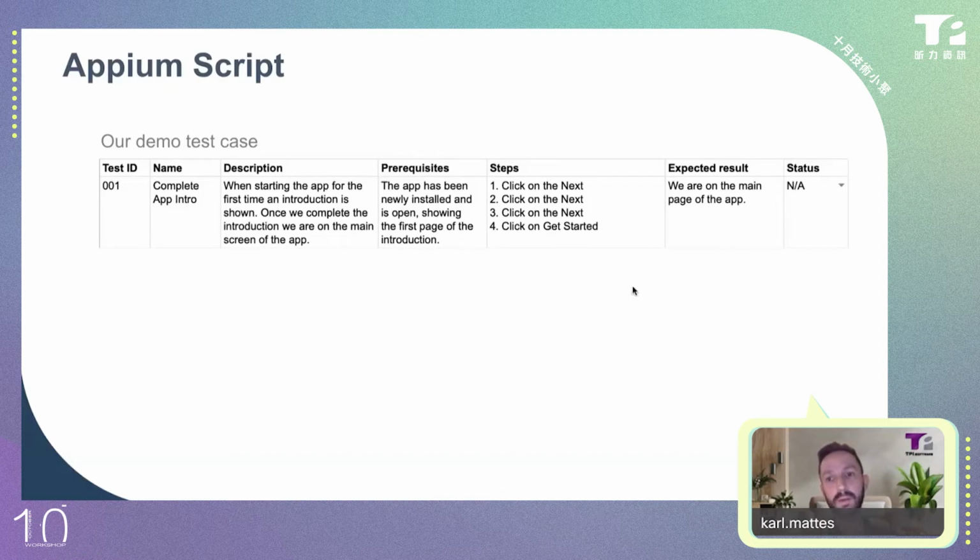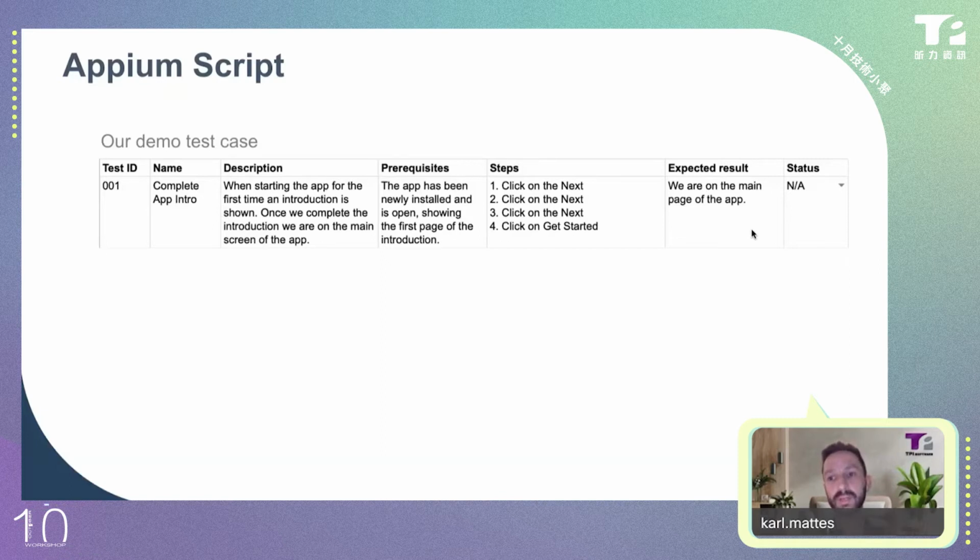For the steps, we need to click on the next button 3 times and then on a get started button, as it looks like here. This means we will need to find these buttons on the screen and then interact with them. As I said before, locating elements and interacting with these elements are two very integral parts of Appium. After we did that, we will then have to assert that our test case was successful, which means we need to make sure we are on the main page of the app.